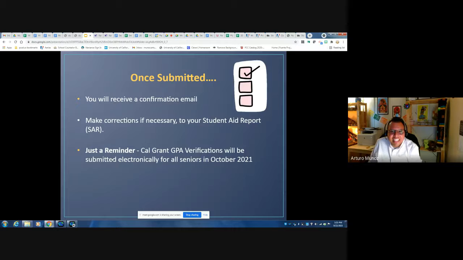Okay. So once submitted, you will receive a confirmation email, again, to that personal email. Never use your PUSD email. Make corrections if necessary to your student aid report. And just a reminder, the Cal Grant GPA verifications will be submitted electronically for all seniors in October 2021.